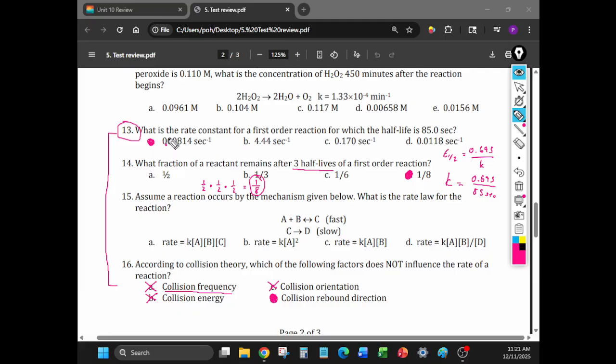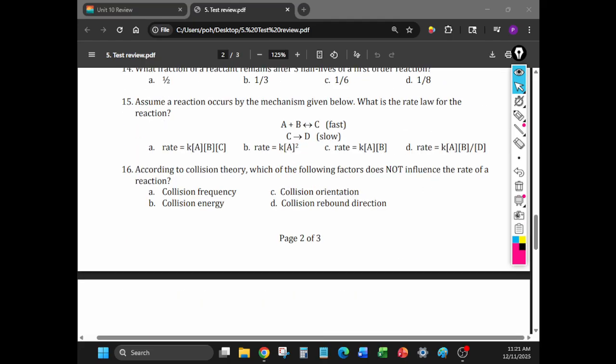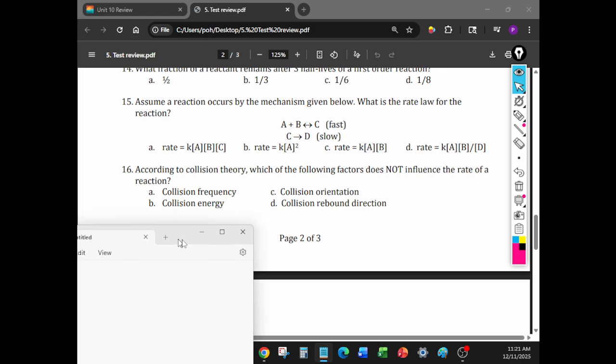All right, any questions on 13, 14, and 16? You guys good? Because we're about to do steady state. All right, let's do our steady state for number 15, and then we'll move on to the last portion of the review.